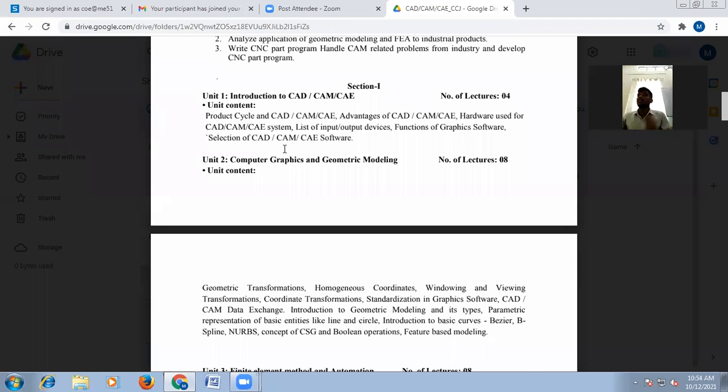Okay, second thing, like selection of the CAD CAM CAE software. Already I have told you there are n number of software. Okay, correct. So sir, you can now tell me at what time which software is good for each different stage of that product.